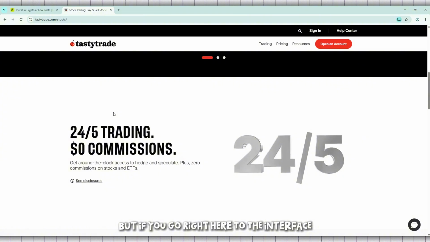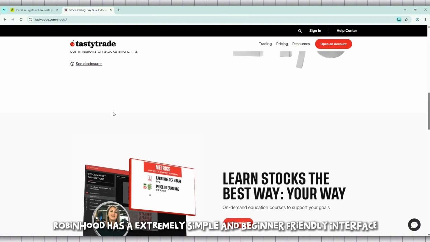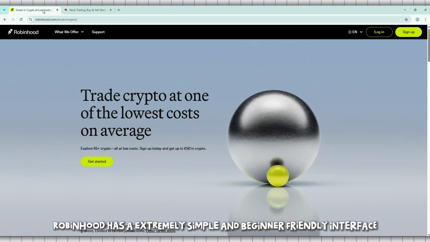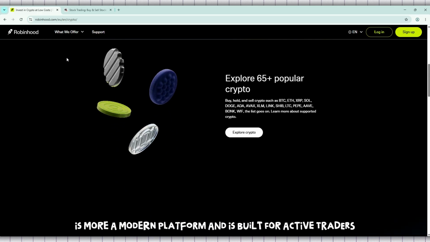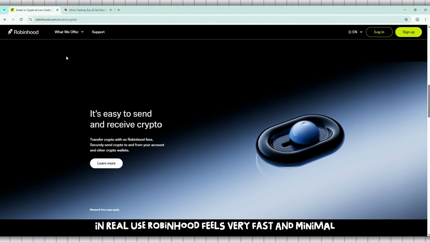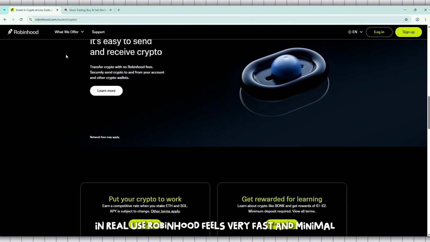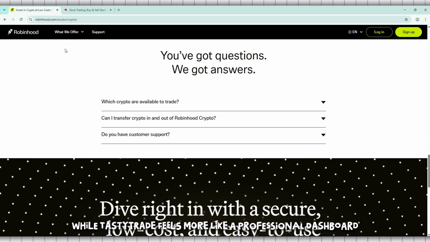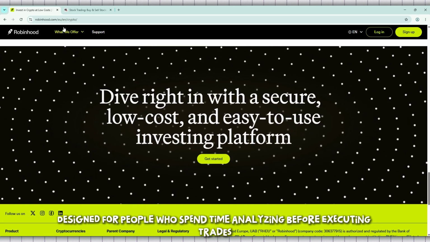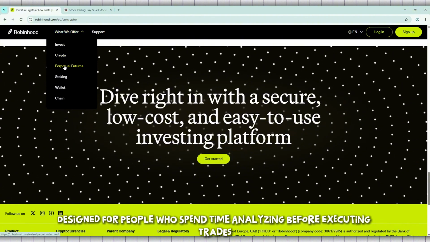But if you go right here to the interface, Robinhood has an extremely simple and beginner-friendly interface, and Tastytrade is more a modern platform and is built for active traders. In real use, Robinhood feels very fast and minimal, where you can place trades in just a few taps, while Tastytrade feels more like a professional dashboard designed for people who spend time analyzing before executing trades.